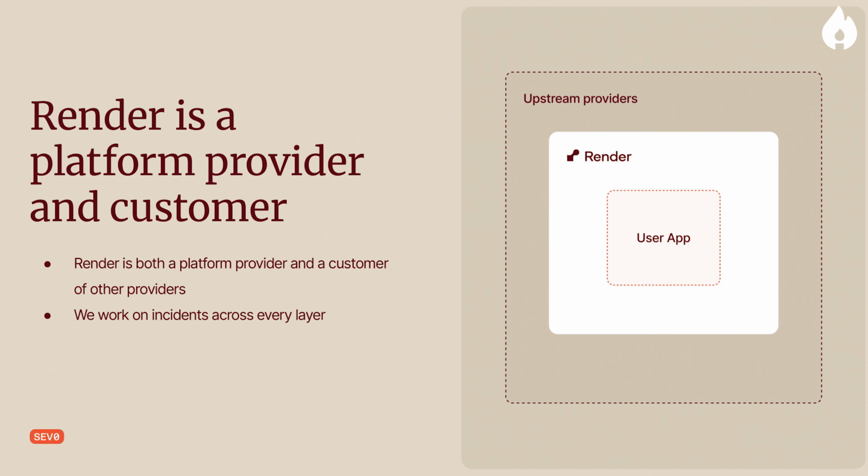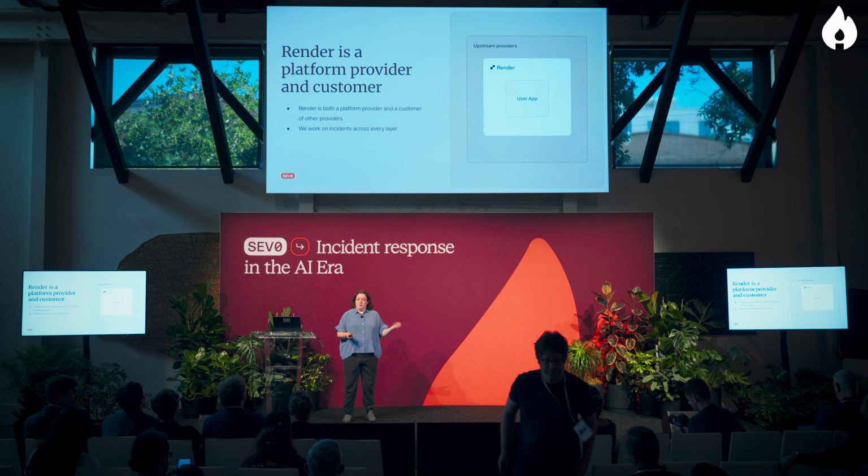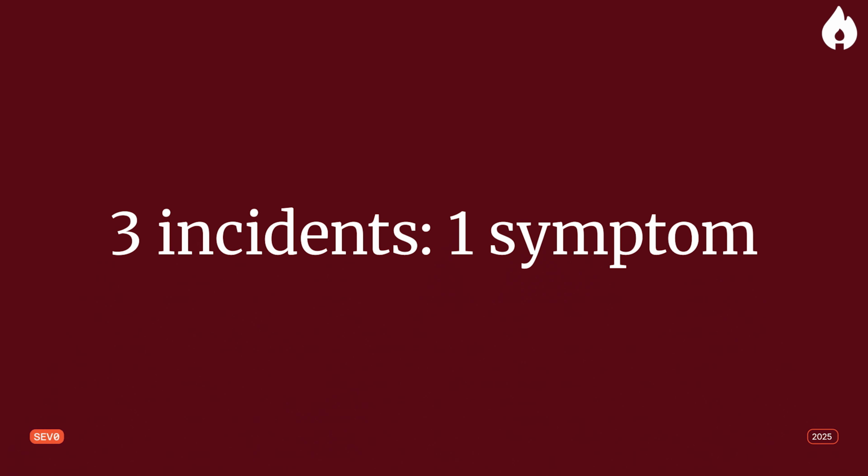All right, so what is Render? Render is a platform as a service, which means we take our users' code, databases, and applications, and we make sure that they are deployed and up and running and serving traffic on the internet. This means that at Render, we are both a platform provider, but we are also a platform customer. So we use our own upstream providers for compute, storage, and networking primitives. And a lot of times when we're debugging an issue, we're trying to figure out what part of that system is having the problem.